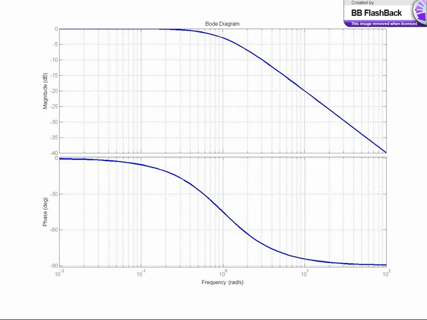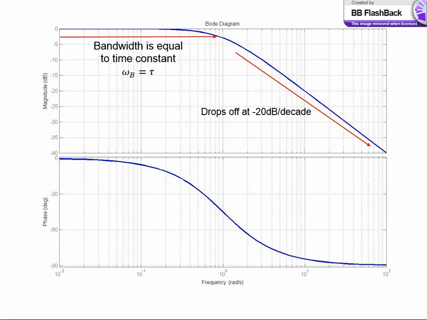And if we look at the frequency diagram, the Bode plot, this is very similar to the Bode plot of a second order system, except we do not have a peak. There is no resonant frequency in a first order system. We only have a nice drop off. Our bandwidth in this case is equal to one over our time constant, and our drop off here is at negative 20 dB per decade. So for a second order system, we had a drop off of negative 40 dB per decade. For a first order system, we had a drop off of negative 20 dB per decade.